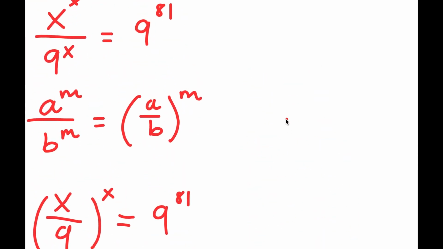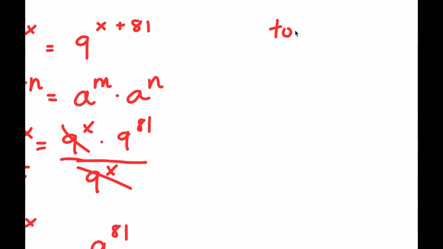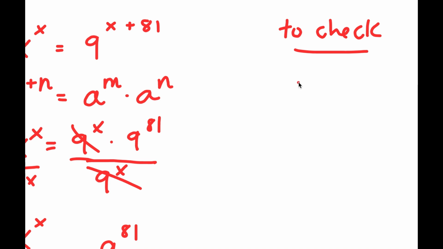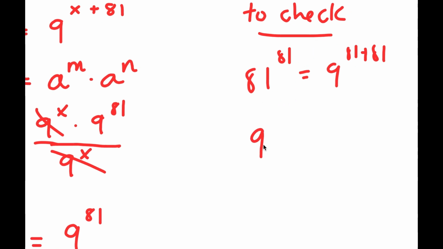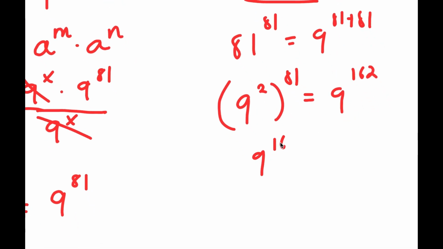So now to check, my original equation was x to the power of x equals 9 to the power of x plus 81, and x is equal to 81. So I have 81 to the power of 81 is equal to 9 to the power of 81 plus 81. And 81 to the power of 81, that's the same thing as 9 squared to the power of 81, which is equal to 9 to the power of 162. And this is the same thing as 9 to the power of 162. So I have 9 to the power of 162 is equal to 9 to the power of 162. And this is right.